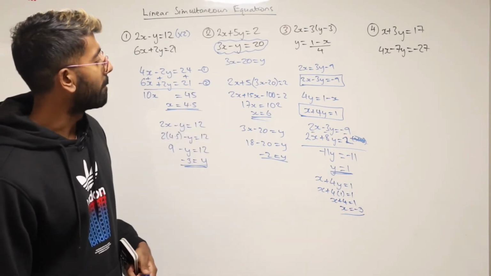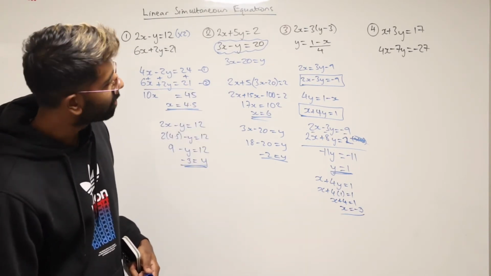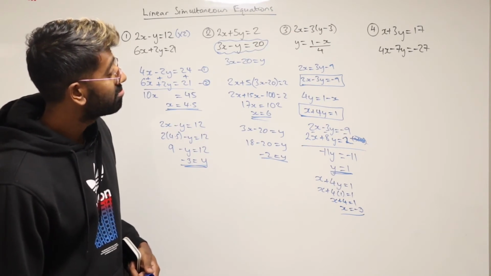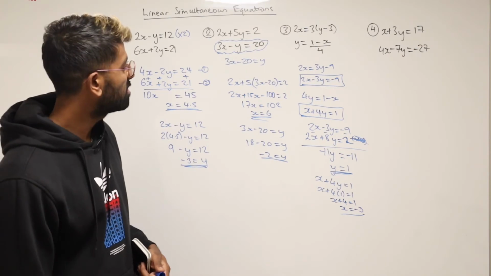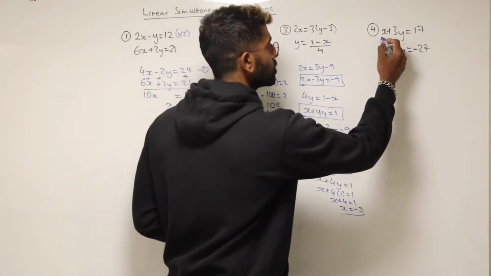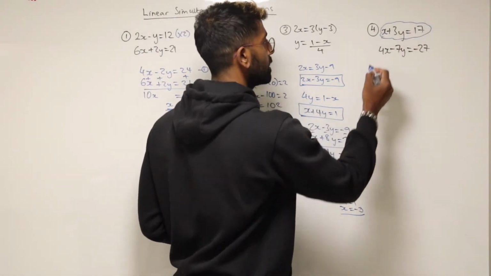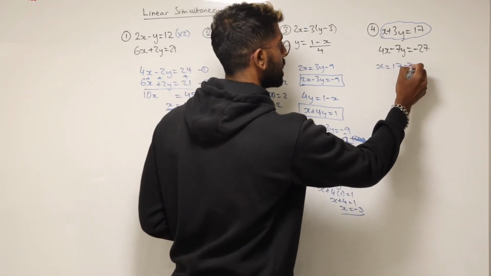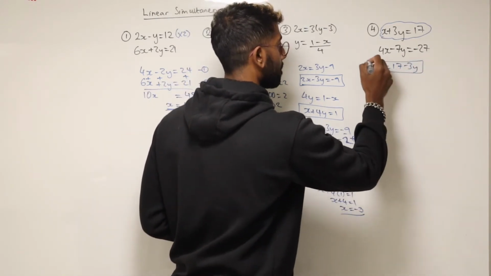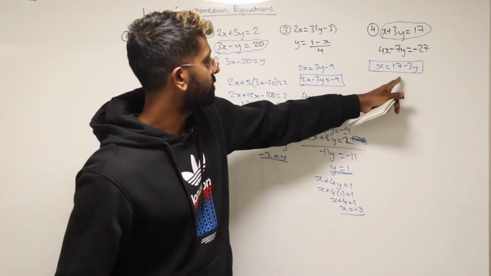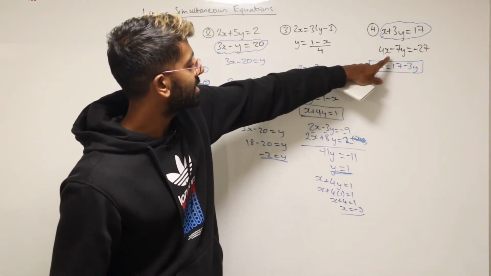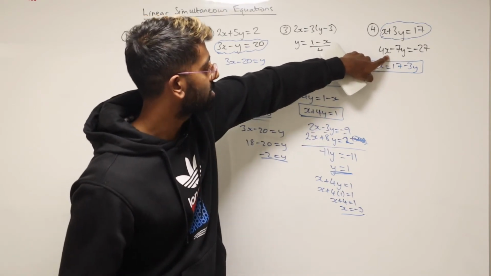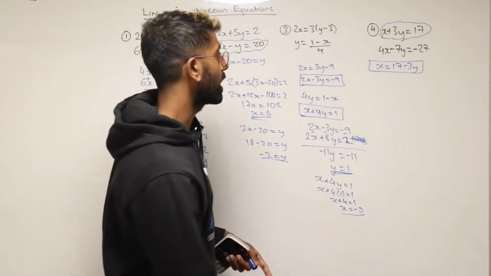Now for the last one. What should we do? Maybe we could try a substitution. No, yeah, let's try a substitution. So what we'll do, we'll take the top equation and make that x equals. So we'll have x is equal to 17 minus 3y. Now if I know that x is 17 minus 3y, then I can take that information into my second equation and substitute the x there for 17 minus 3y.